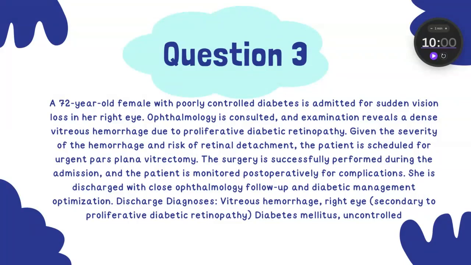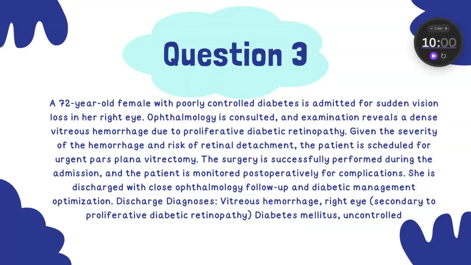Ophthalmology is consulted, and an examination reveals a dense vitreous hemorrhage due to proliferative diabetic retinopathy. Given the severity of the hemorrhage and risk of retinal detachment, the patient is scheduled for urgent pars plana vitrectomy. The surgery is successfully performed. During the admission, patient is monitored for complications, discharged with close ophthalmology follow-up and diabetic management optimization.